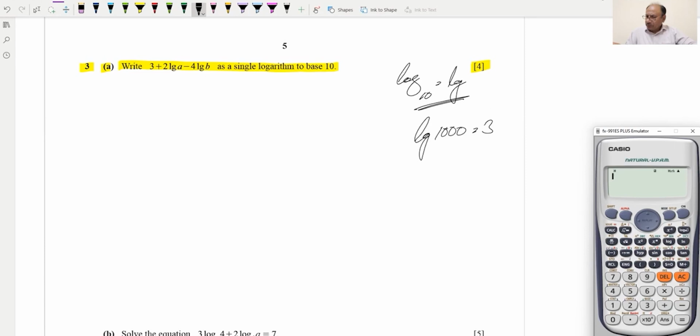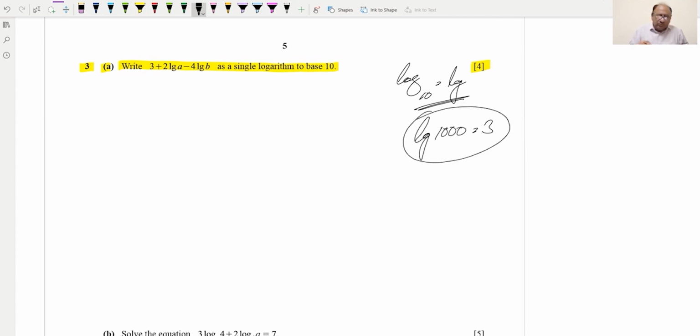Log with base 10, we can check where we can write from the calculator. Yes, this one, log with base 10, without shift, this one. So log with base 10 of 1000 is equal to 3. So by this rule we know that this is equal to 3. So this 3 which they have written, we will replace it by log with base 10 of 1000.